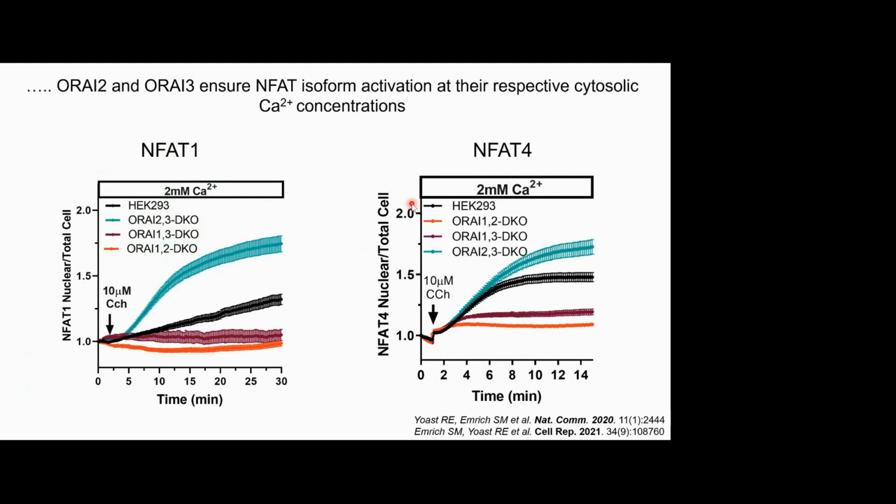So looking down at NFAT, in this case, again, this is the native here. And if you look at HEK, just focus on this: this is the translocation of NFAT1 in response to carbachol. This is the translocation of NFAT4. If you look at HEK, you can see that's the black trace. If you don't have ORI1, nothing much really happens. But if now you lose ORI2 and ORI3, now NFAT translocation is accelerated and much faster.